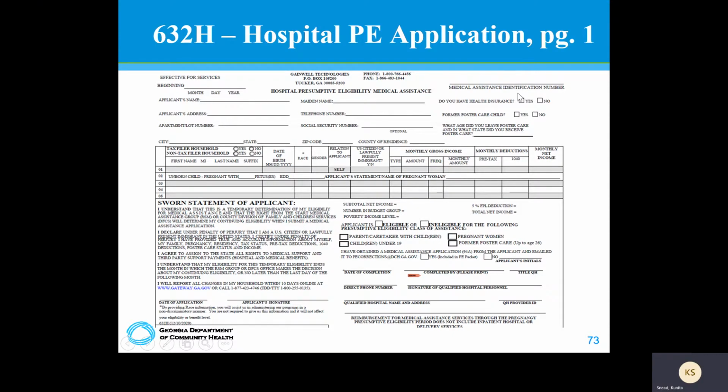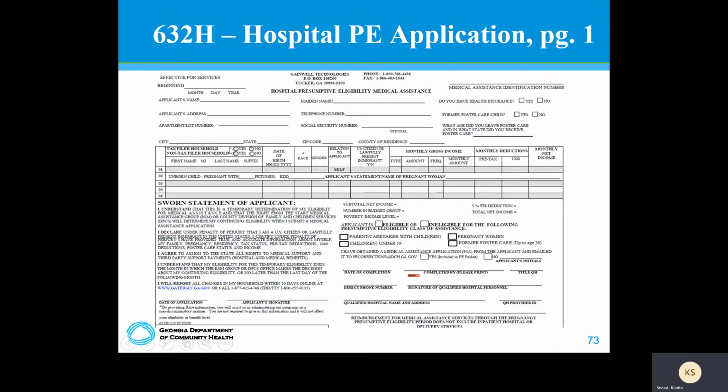So if you say yes to this, you have to make sure that DMA 285 is completed. And then you're going to ask if anybody has been in foster care. If they have, then you need to give us the age that they aged out of foster care, and then what state.